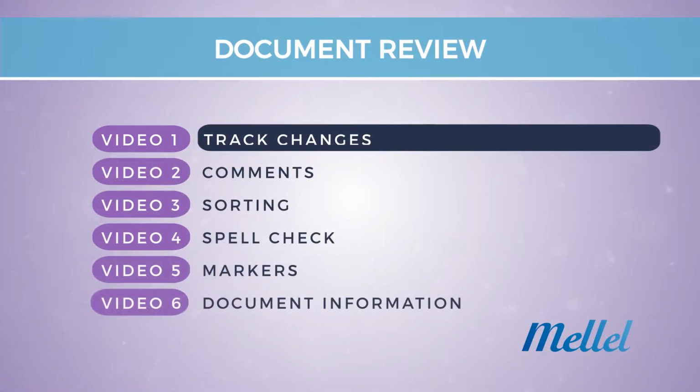In this series, you will learn how to use different Melo features to review and edit your document. These include tracking changes, adding comments, sorting document elements, spell checking, applying markers to text, and viewing document information. Remember that this series does not include big features that have a separate series of their own, such as indexing and find and replace. When you complete this series, you should have enough tools to properly review and edit your documents, making sure they are ready and complete.